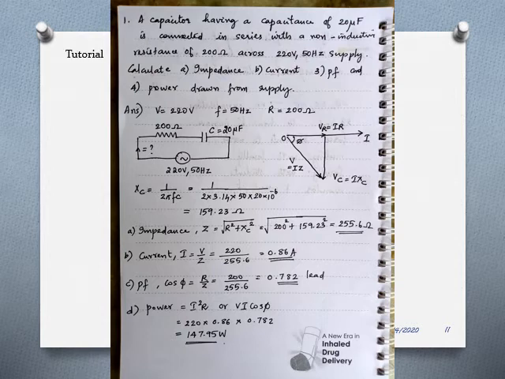So first you have to draw the circuit diagram and phasor diagram. In the circuit diagram, the resistance and the capacitance are connected in series and both are connected across a voltage source. Resistance magnitude is 200 ohm, capacitance magnitude is 20 microfarad, the voltage is 220 volt and the frequency is 50 hertz. Now we shall draw the phasor diagram.